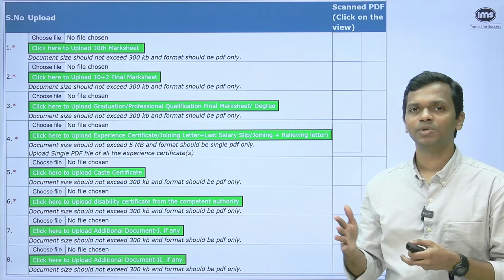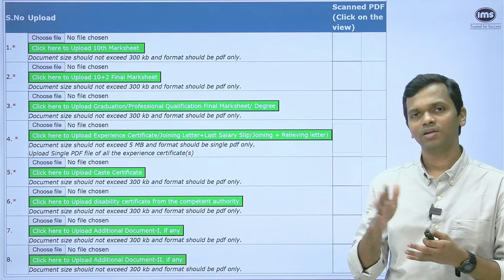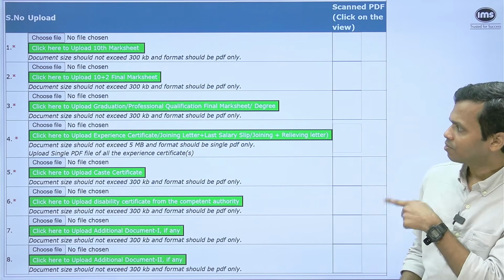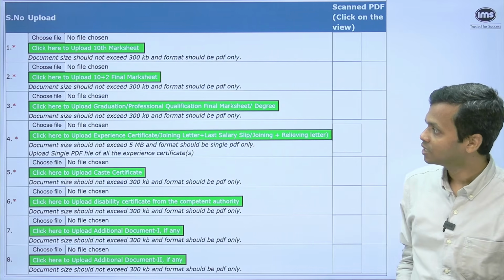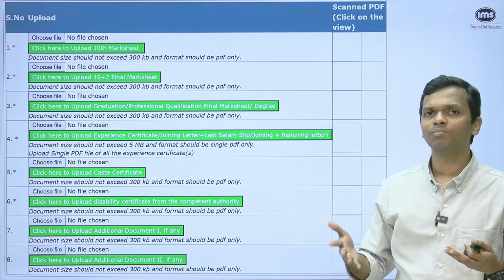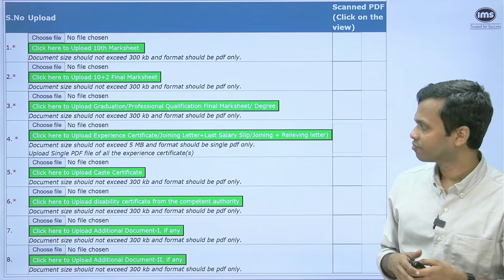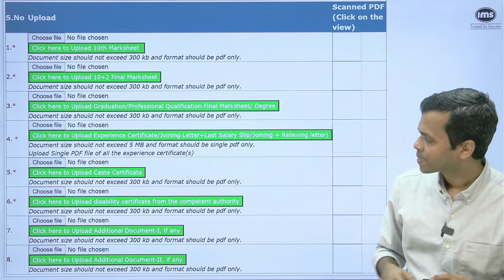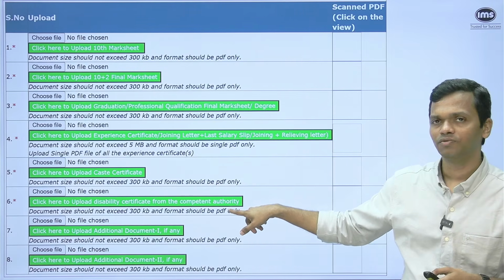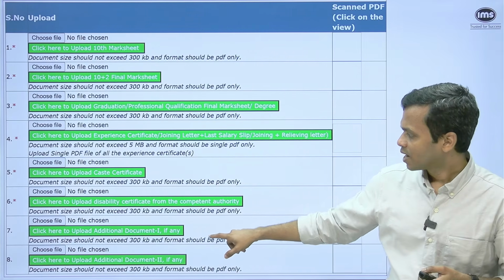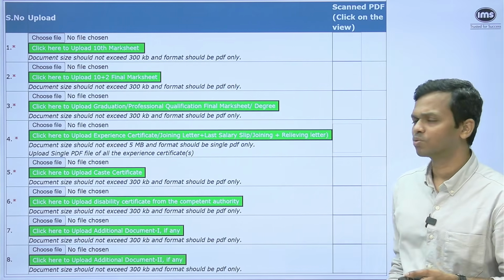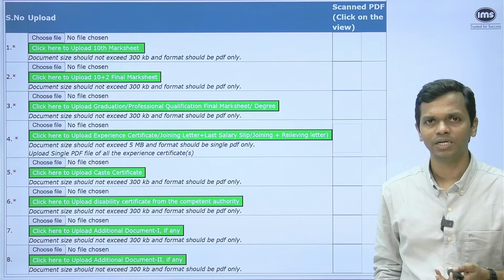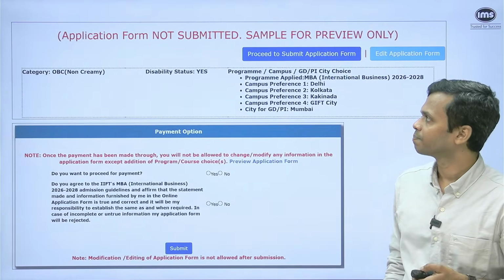If you have multiple experiences, you put all of it in one single file and then upload it. For each of these, there's a file size limit as well. For the first 3, you see 300 KB. For work experience, because you may have multiple experiences, they have given 5 MB as the file limit. Then caste certificate, disability certificate, because I had selected those. And then any additional document that you may want to upload. So there could be some other document that some candidates might need that you can upload here.